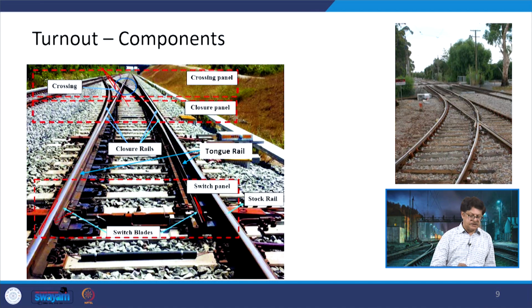So, what happens is that in this particular case this tongue rail is touching the stock rail here. That means, if any train comes from this side or from the opposite direction, it will just switch over between the tongue rail and the stock rail at this point. But here there is a big gap, and because of that gap this wheel will continue moving on the outer lead rail. Now if we have a crossing panel here, in between the crossing panel and the switch panel we have another section where there are closure rails. So, these are defined as the closure rail sections.